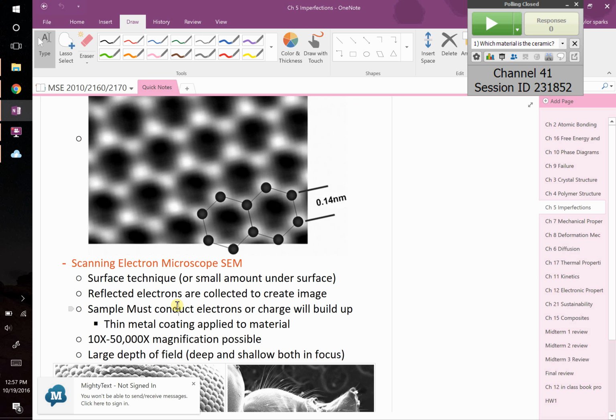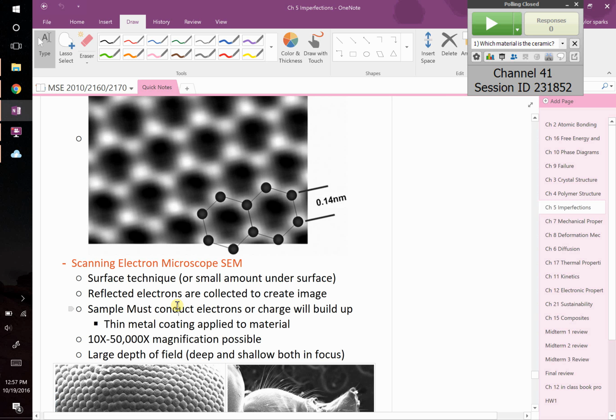Imagine the wavelength of light is 300 nanometers. How are you ever going to see something smaller than 300 nanometers, which atoms are? You can't. You have to move to a light of a wavelength at least as small as the atoms, which an electron microscope can do.